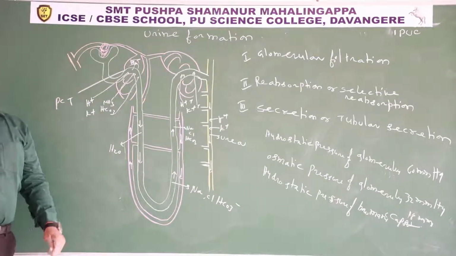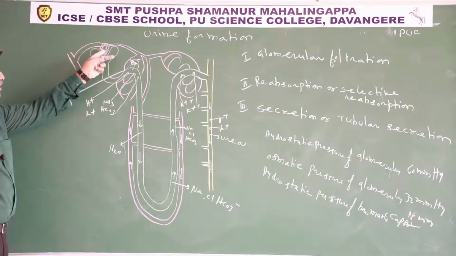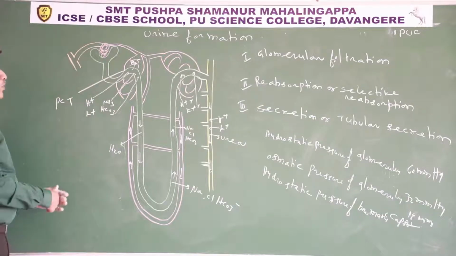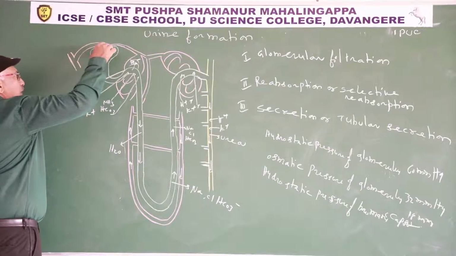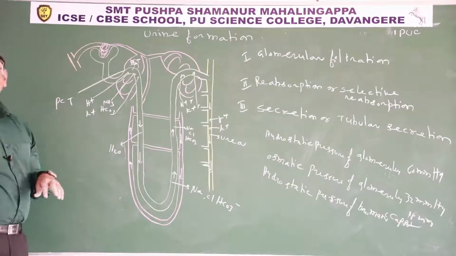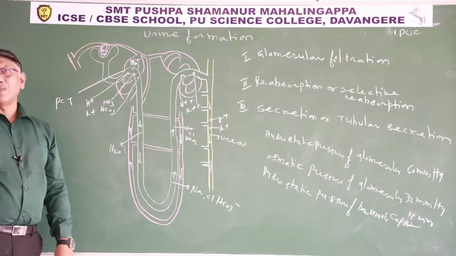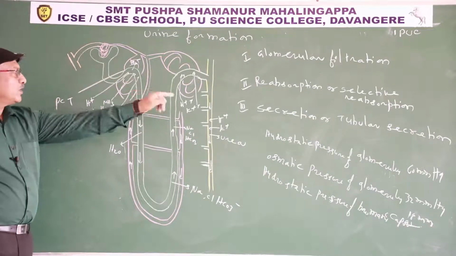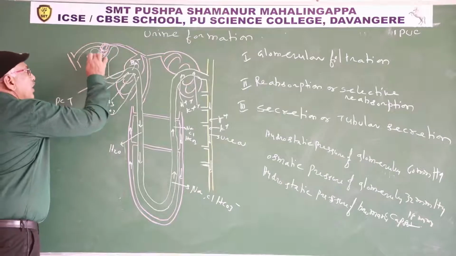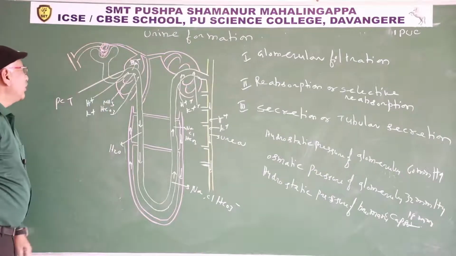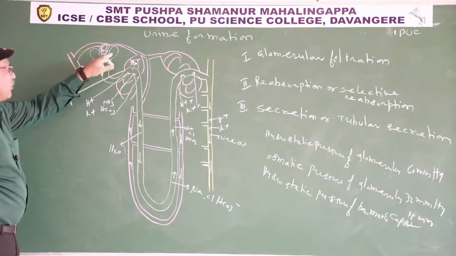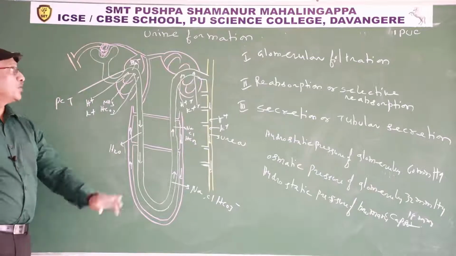So the hydrostatic pressure of glomerulus is 60 mmHg, the pressure created by water present in the blood capillary. It is opposed by 2 pressures. What is osmotic pressure of glomerulus? Osmotic pressure means concentration. Concentration prevents the filtration. Osmotic pressure of glomerulus is 32. Hydrostatic pressure of Bowman capsule is 18, the pressure created by water present in the Bowman capsule.